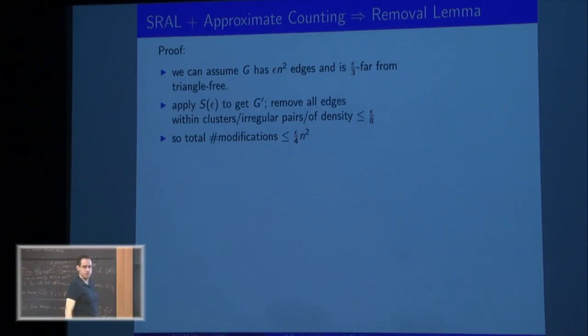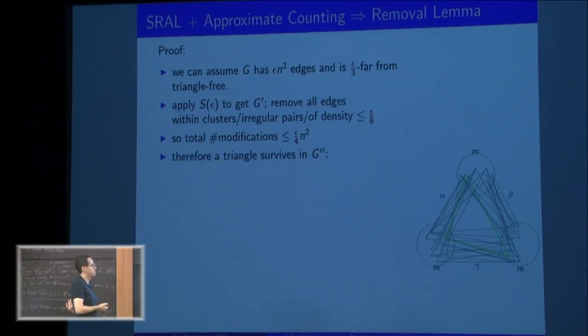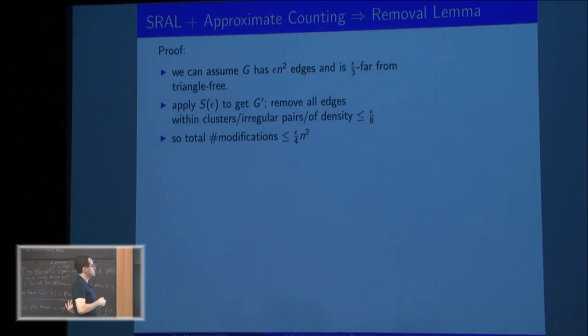So this is like a cleaning phase, and if you keep track, you see that the total number of modifications, the number of removals that you made here plus the 1% of modifications that SRL did, was at most, say, 1 over 4 epsilon n squared. Here you use the fact that there are at least one over epsilon partition parts. It will be important.